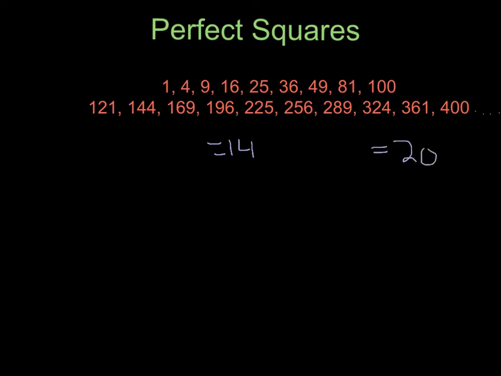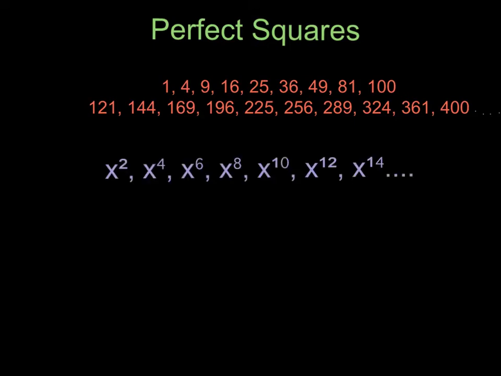Now, there's actually more to the perfect squares than we've discussed. There are also perfect squares that involve variables with specific exponents. Here we have x squared, x to the fourth, x to the sixth, x to the eighth, and so on. Those are also perfect squares. Now, you should notice that the actual numbers of the exponents are not necessarily perfect squares, but the term as a whole is a perfect square.